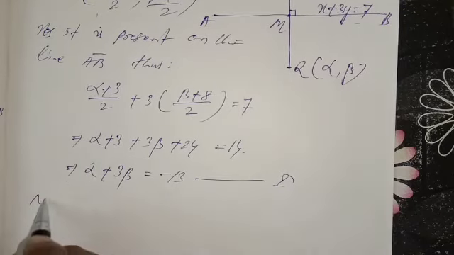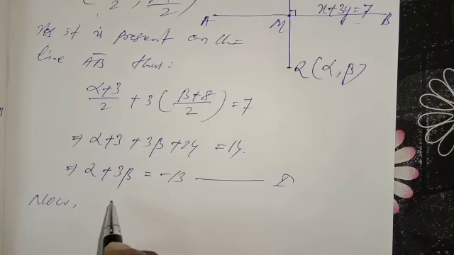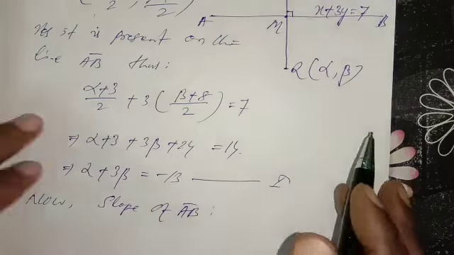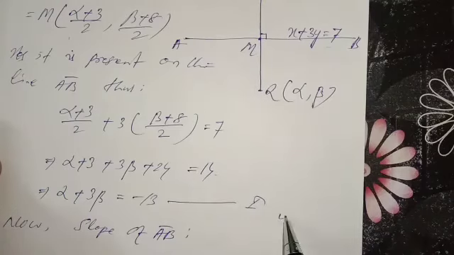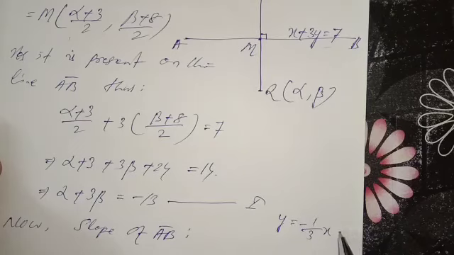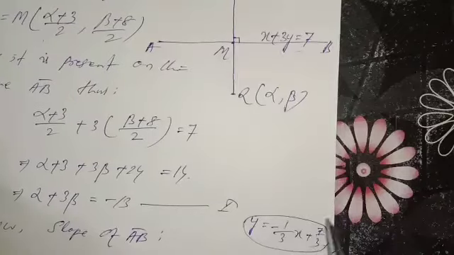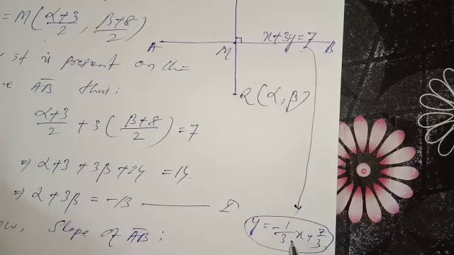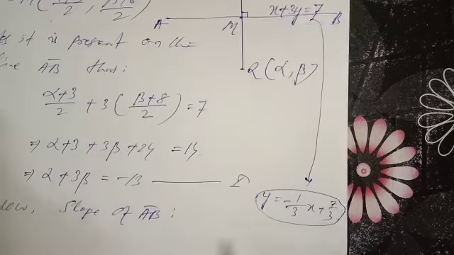Now the slope of AB. How will we find the slope of AB? The equation given is x + 3y = 7. In rough work you can write y = -1/3 x + 7/3, because 3y = -x + 7, dividing by 3. The slope of AB, which is m, is equal to -1/3.